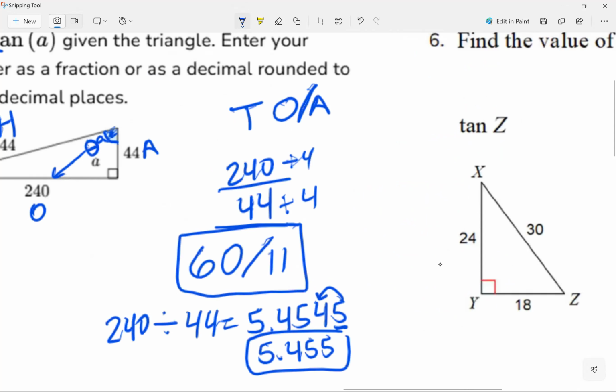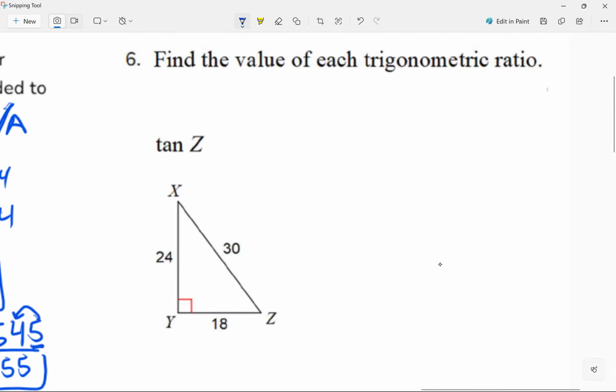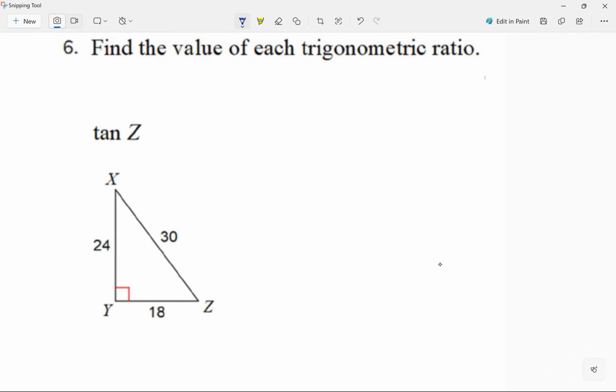Lastly, for today, let me take a look at number 6 to finish this. Find the value of each trigonometric ratio, tangent of Z. Looking at the three values, 24, 18, and 30, I'm going to say 30 is the hypotenuse. It's the biggest side of all. Now, I don't see the angle theta, but because we say tangent of corner Z, I'm going to mark that corner, and that's where I'm going to put my theta.